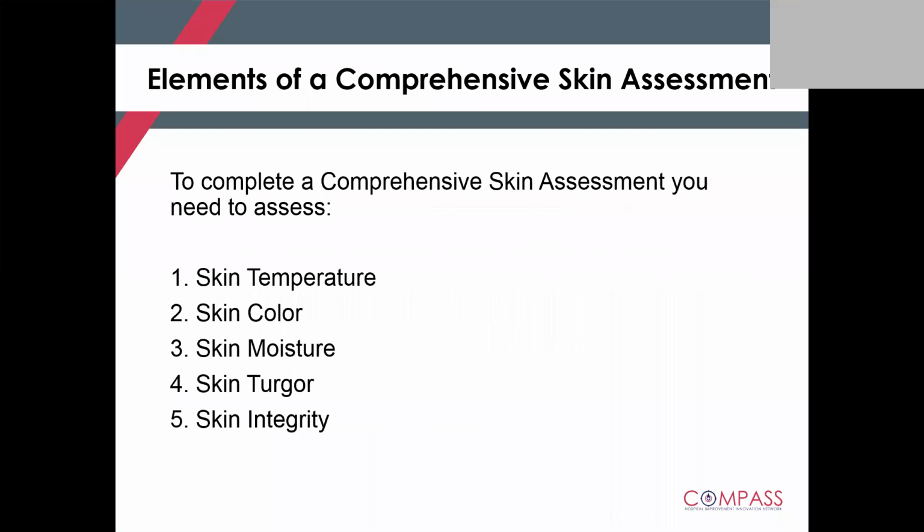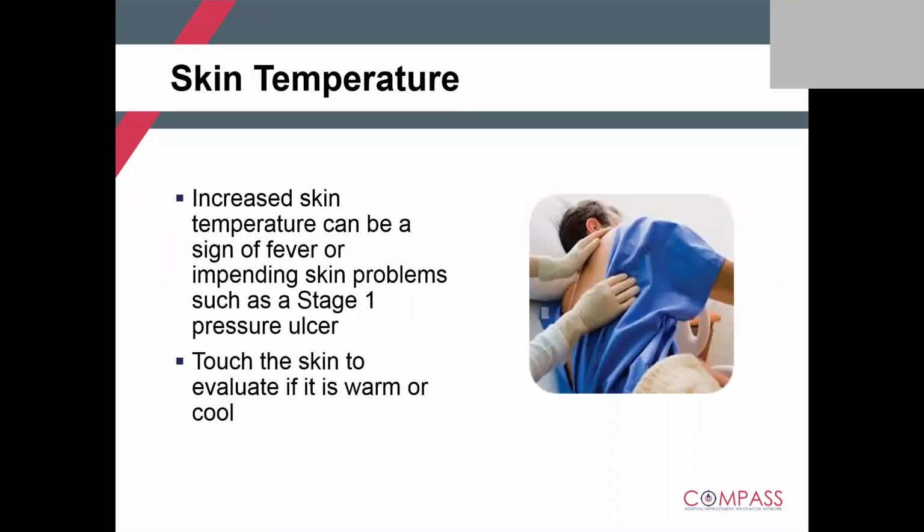So the elements of a comprehensive skin assessment are to look at the skin temperature, the skin color, the moisture, the turgor, and the skin integrity. So starting with the skin temperature. Increased skin temperature can be a sign of fever, or it could also be a sign of impending skin problems, such as a stage 1 pressure ulcer. So consider using the back of your hand rather than the palm of your hand to assess the temperature of a patient's skin. Compare symmetrical body parts. For example, compare one arm next to the other arm. See if one arm is warmer than the other.